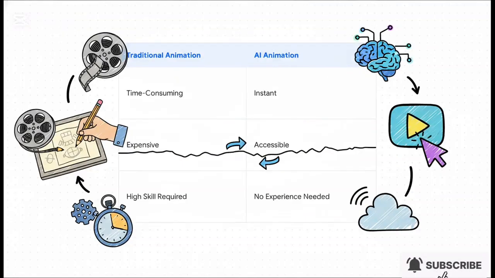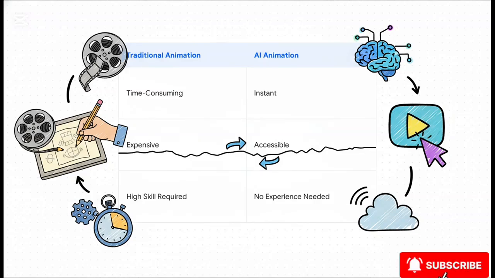For decades, creating animation was a serious undertaking. It was slow, it was incredibly expensive, and it required a whole team of highly skilled artists. But what we're seeing right now is a complete game changer. AI has absolutely torn down all those barriers, making animation pretty much instant, totally accessible, and open to anyone with a good idea.